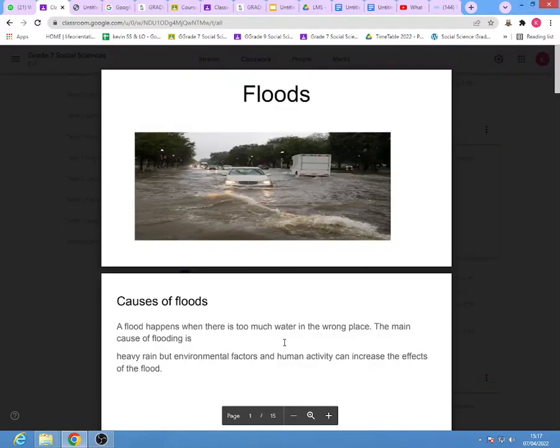Okay, now welcome to the next topic of floods. So first of all, we're gonna look at the causes of floods. So what is a flood first of all? A flood happens when there's too much water in the wrong place. The main cause of flooding is heavy rain, but environmental factors and human activities can also increase the effects of the floods.